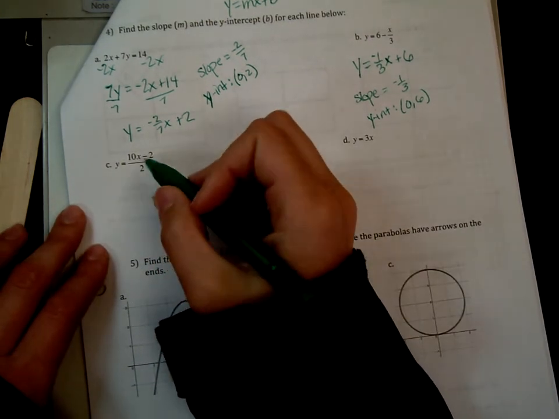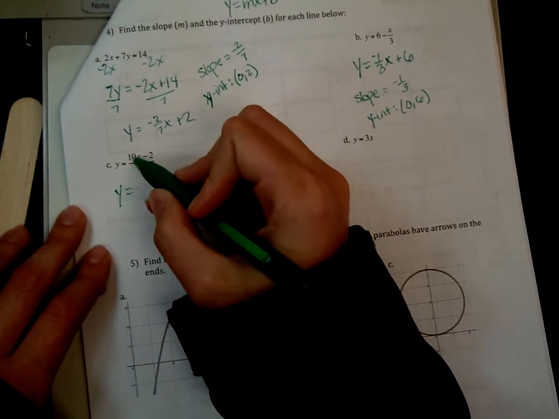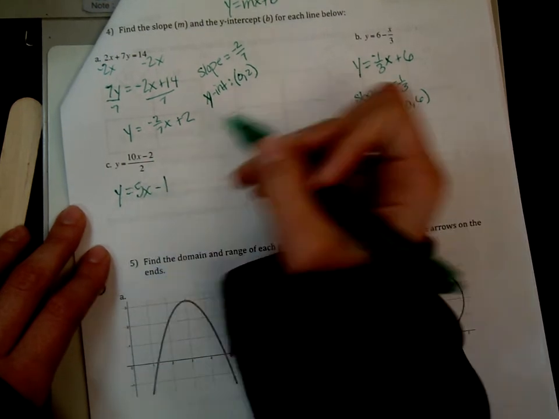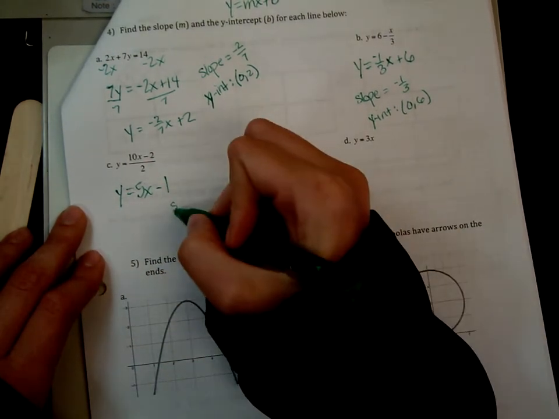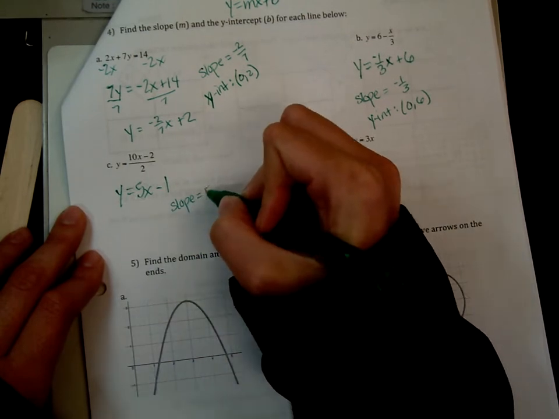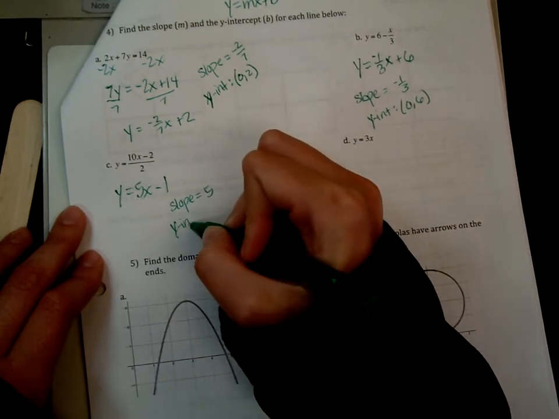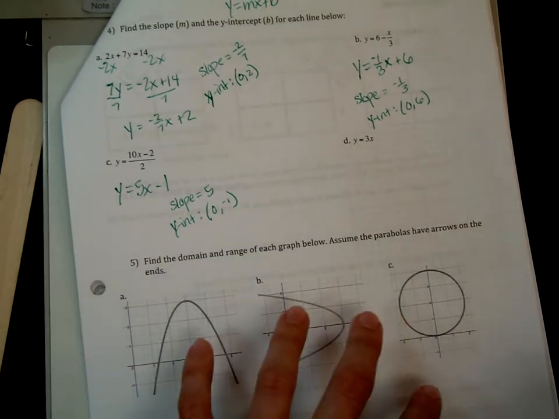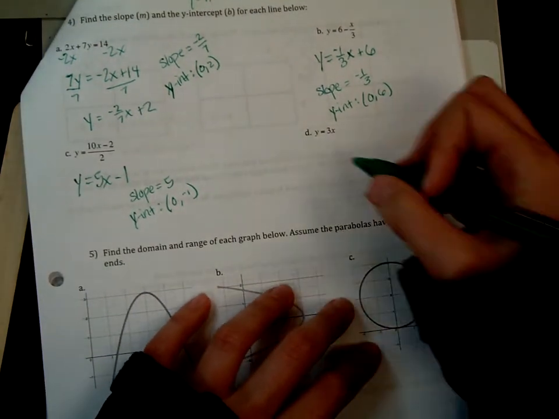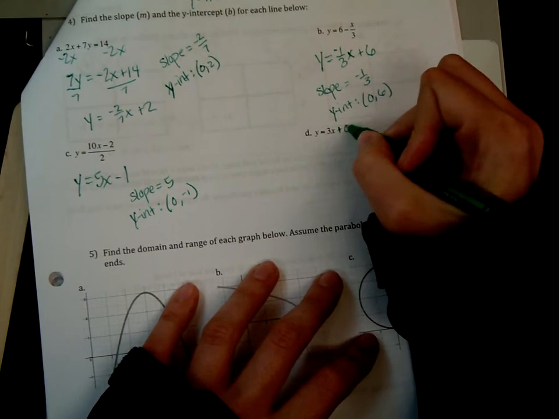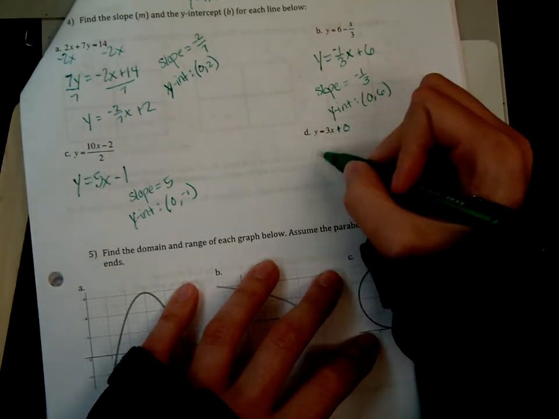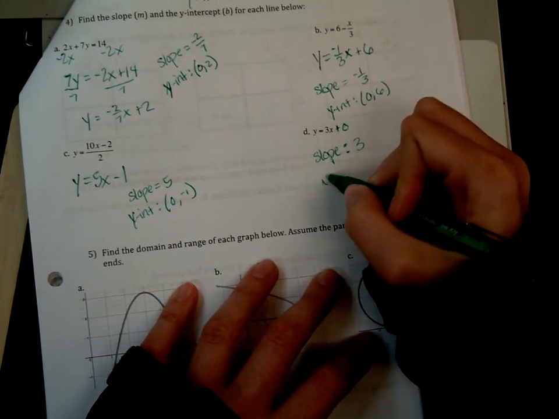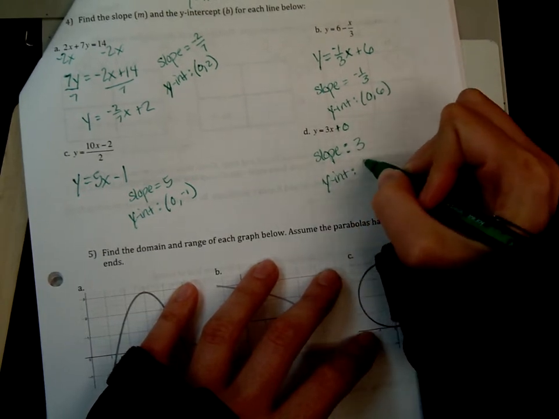Here I'm just going to divide out. So y equals 10 divided by 2 is 5x. 2 divided by 2 is 1. So the slope is 5, and the y-intercept is 0, negative 1. In this one, this would be the same thing as saying plus 0. So the slope is 3, and the y-intercept is 0, 0.